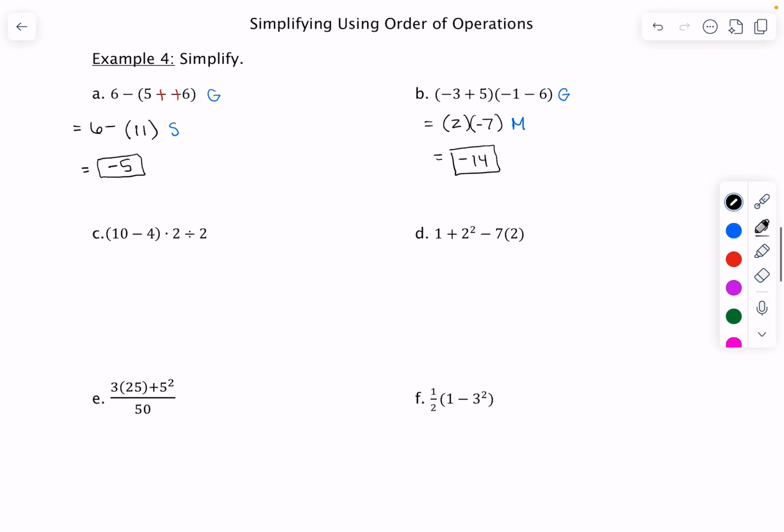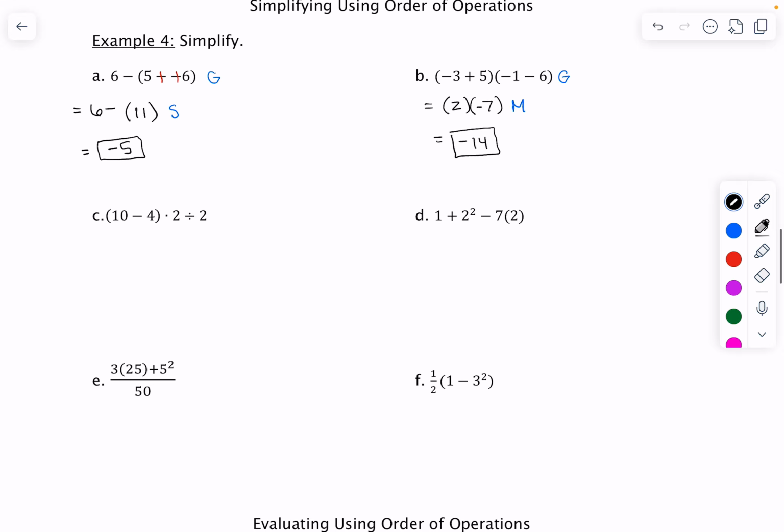Okay. Letter C, I've got a group, subtraction, and division happening. So the first thing I'm going to do is my group, which is that 10 minus 4. So I'm going to go ahead and do 10 minus 4, which is 6. And then I've got 6 times 2 divided by 2. That's what I've got left. Well, I know I have multiplication and division. I read it left to right. So I'm going to do multiplication first. So 6 times 2 is going to give me 12. Bring that divided by 2. Now I can do my division, and 12 divided by 2 is going to be 6.